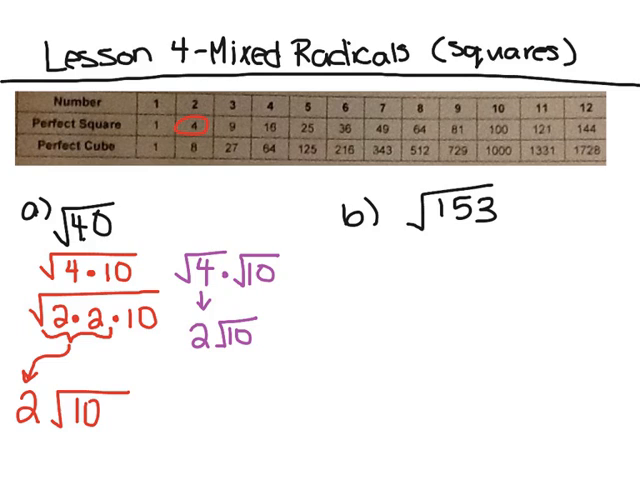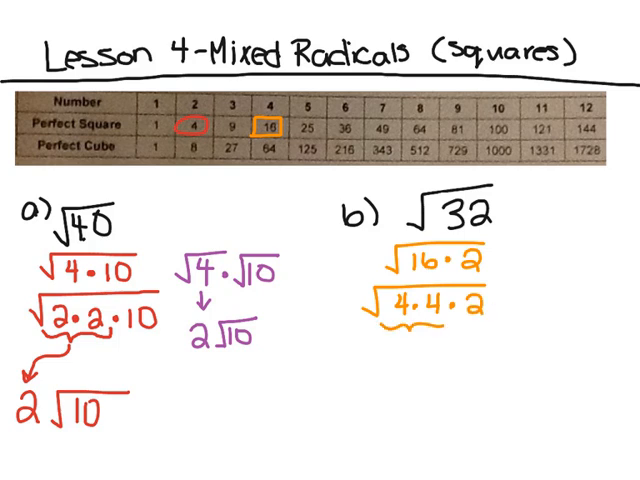For the next one, we have 32. The highest square number that goes into 32 is 16. So we can write it as 16 times 2. 16 is the same as 4 times 4. We have 2 4's underneath the radical sign, and remember that the index is 2 if there's nothing there. So we bring it out and it becomes 4, and we have a 2 left under the radical sign.